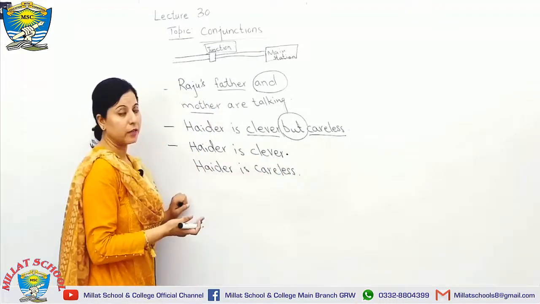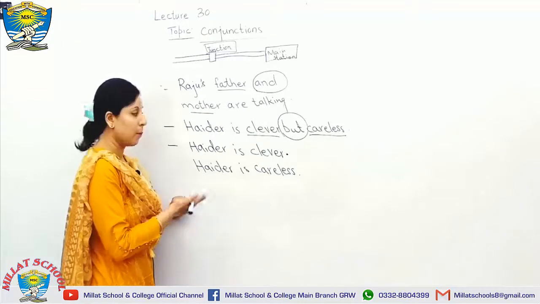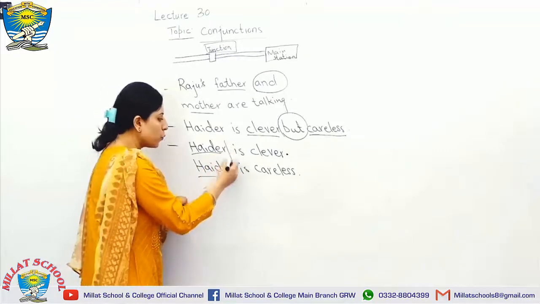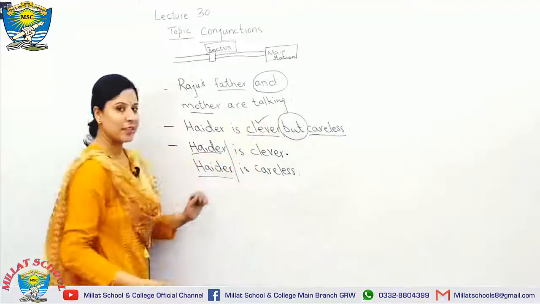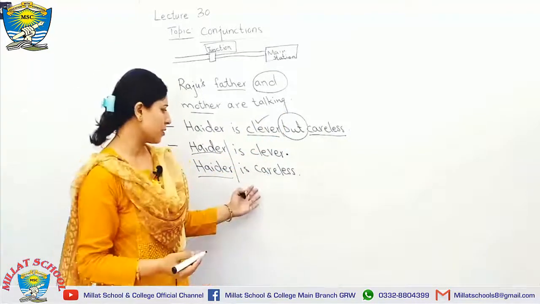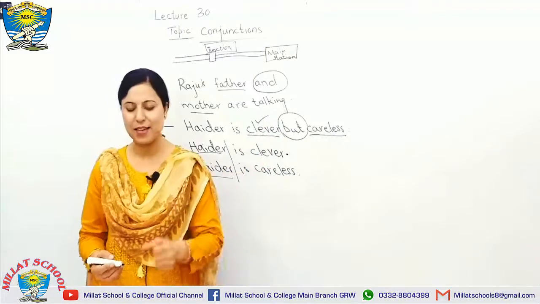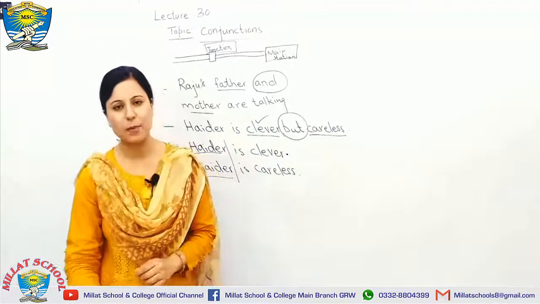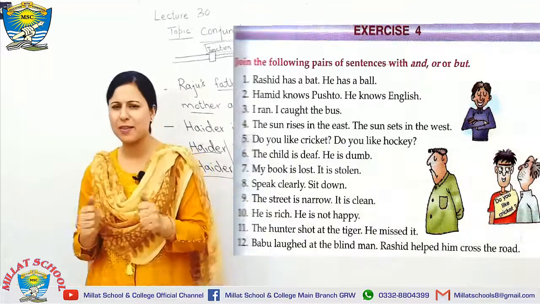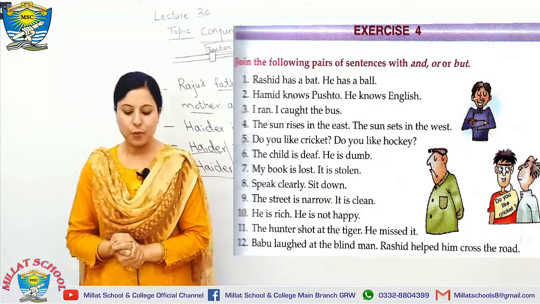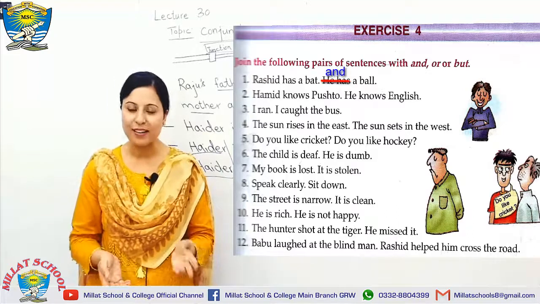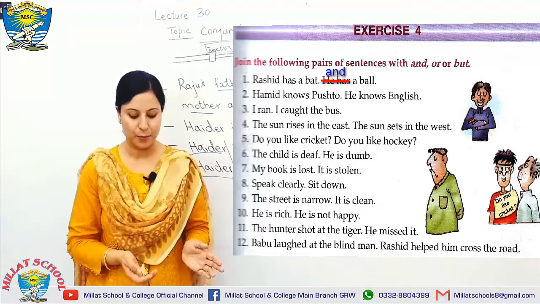But if we have the advantage of using conjunctions by making the two sentences about a single personality, why don't we use it in this way? So this is the conjunction way and these are the two separate sentences. That may not seem so good, but this is one of the excellent ways. So let's see, and we'll be able to combine the two sentences together. On page number 175, exercise number 4 is like that. Number 1, Rashid has a bat, he has a ball. Rashid has a bat and a ball. Yes, we have done this before on page number 174.